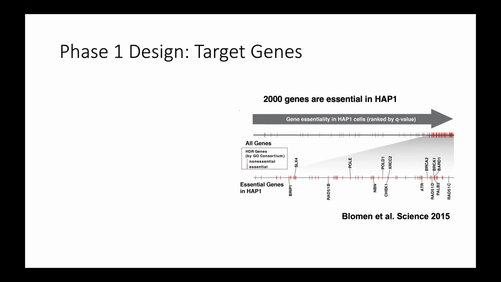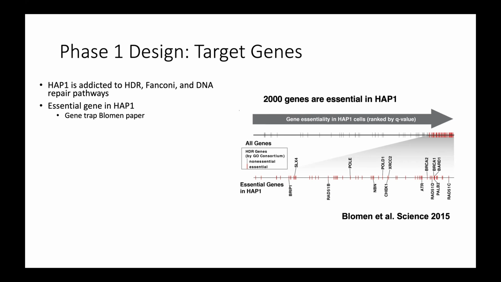And as Leah started outlining here, the way we target genes is really particular. First of all, it's important to know that HAP1 is very much addicted to genes involved in homology-directed repair, the Fanconi pathways, and DNA repair pathways in general. Second, like I was saying before, we need to choose genes that are essential in HAP1 cells. We judge essentiality by looking at the Gene Trap paper by Blomen et al. in Science 2015, and also other CRISPR screens done in HAP1, as well as in our own hands.